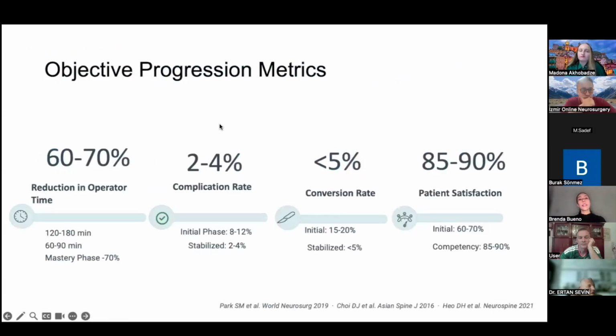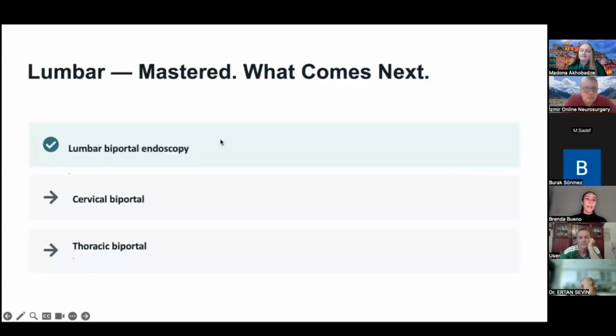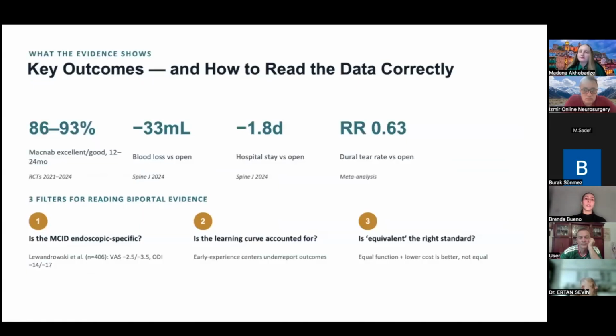And there are some metrics to measure for yourself. The time point when you become a master: you reduce the time of surgery by 70%. The complications are lower, the conversion rate is almost none, but the most important, the patient satisfaction is really good. And what happens when you are mastering lumbar? Then you continue with cervical and thoracic. Don't skip this learning curve, because in lumbar you have complications, but in cervical and thoracic there are catastrophic complications. So you need to go through this learning curve.